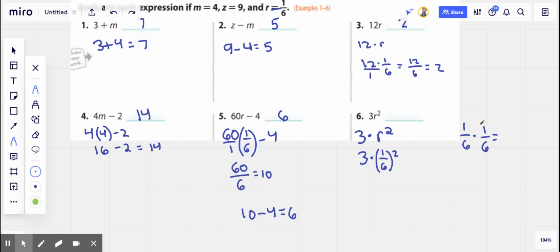And 6 times 6 is 36. Okay. So now we have 3 times 1 over 36. Well, 3 is a whole number, so as a fraction, it's 3 over 1. 3 times 1 is 3. 1 times 36 is 36. Let's go ahead and put it in simplest form. We know that we can divide by 3. So 3 divided by 3 equals 1 over, and 36 divided by 3 would be 12. So your answer is 1/12.